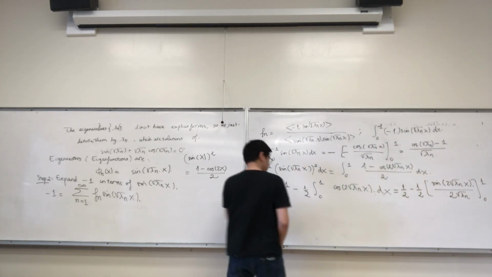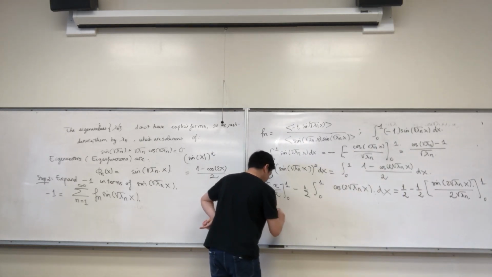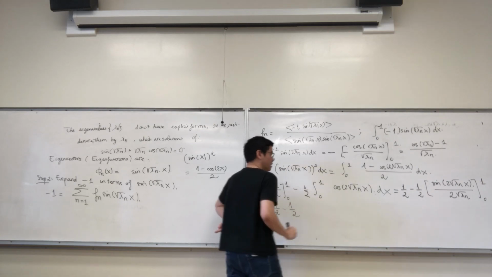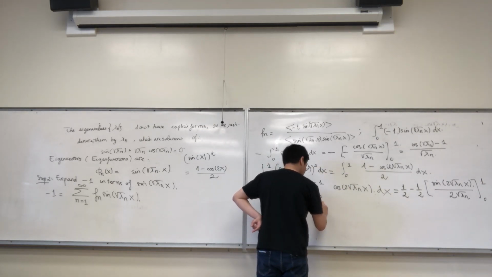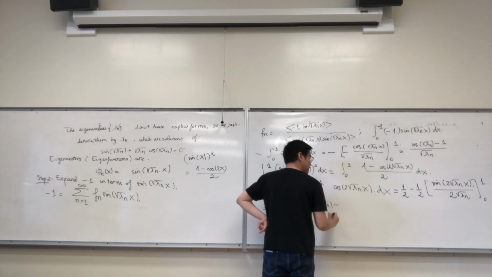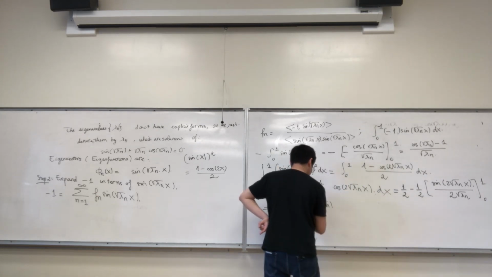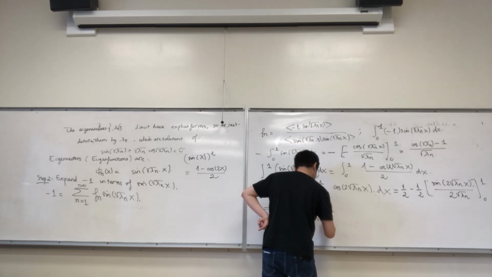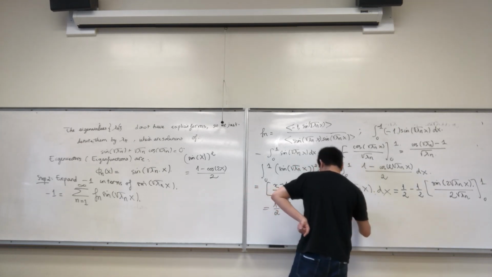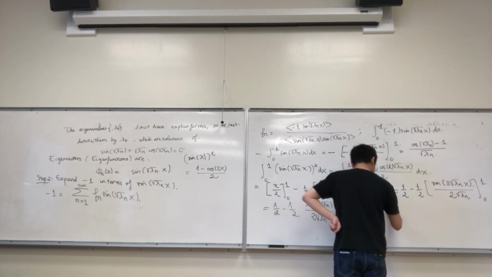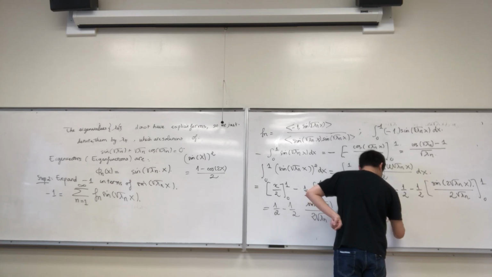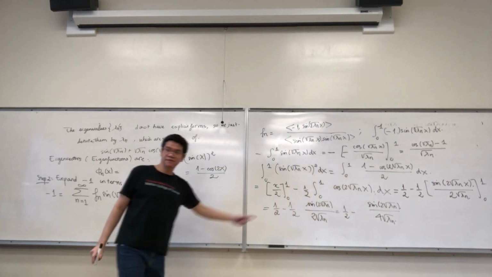So I have minus 1/2 of sine of 2 square root of lambda n, minus 0, so this is 0. So I have 1/2 minus sine of 2 square root of lambda n, divided by 4 square root of lambda n. Alright, so this is the formula.